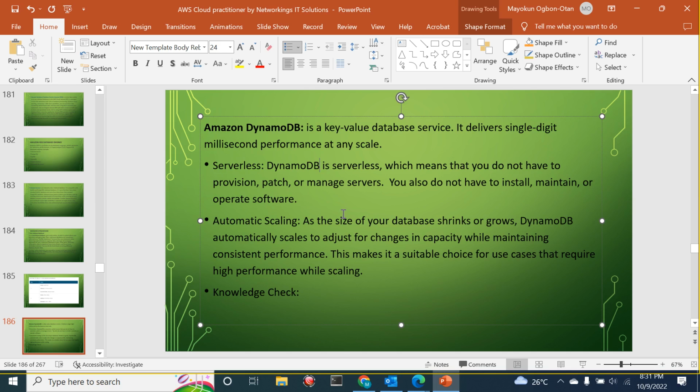automatic scaling. Are we here? As the size of your database shrinks or grows, DynamoDB does what also? It automatically scales to adjust for changes in capacity while maintaining consistent performance. Remember, you always pay for what you use. So it's better to have services that can scale. When you are not using high usage, automatically it will shrink to accommodate what you are using, and when you need more space, it opens up as well.